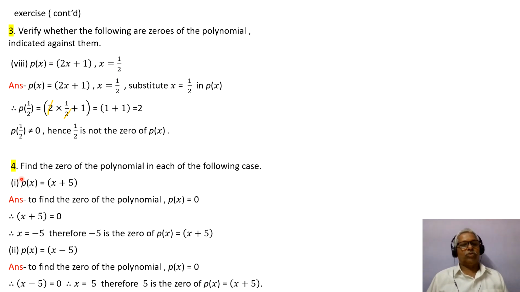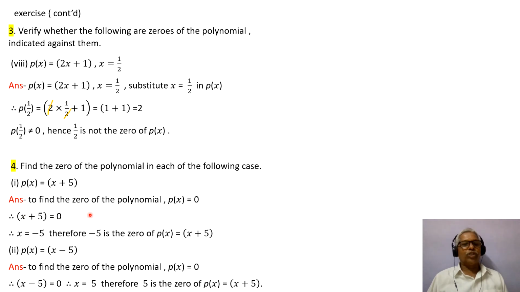Fourth one. This was the third one, it was having some 8 sub questions. Fourth one for the exercise. Find the 0 of the polynomial in each of the following cases. Here we were given values and just were asked to find out whether this given value gives 0 or not. But here the problem is different. We have to find out the 0 of the polynomial. It's very simple. First one, px equal to x plus 5.